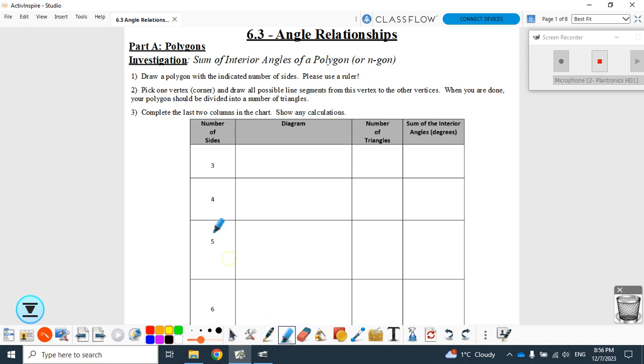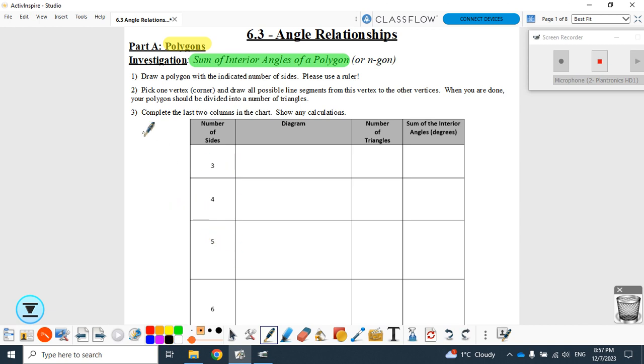Okay, the first thing we're going to talk about here is polygons. Polygons are just shapes that are enclosed by at least 3 or more lines. More importantly, for this particular part, we're going to investigate the sum of the interior angles of a polygon. So here's what we're going to do. We're going to be drawing polygons with the indicated number of sides, right? So 3 sides, 4 sides, 5 sides, and whatnot.